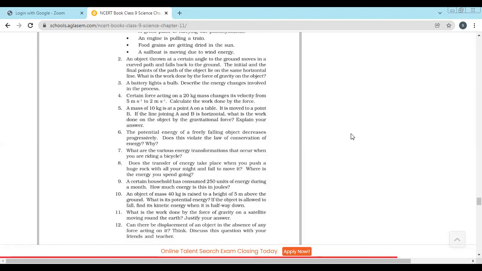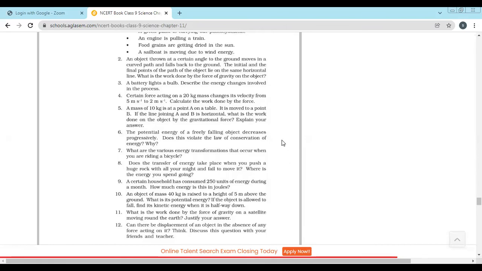You can mention as you feel. Question number 9. A certain household has consumed 250 units of energy during a month. How much energy is this in joules? So, you know, one unit is 1 kilowatt hour. The commercial unit of energy, kilowatt hour, is called one unit that we use for billing of the electricity bill of our house, right?